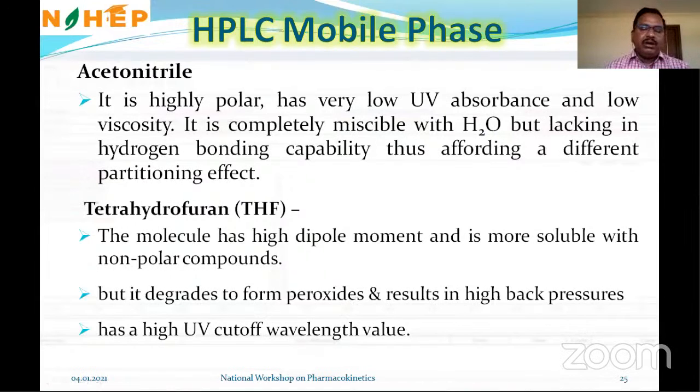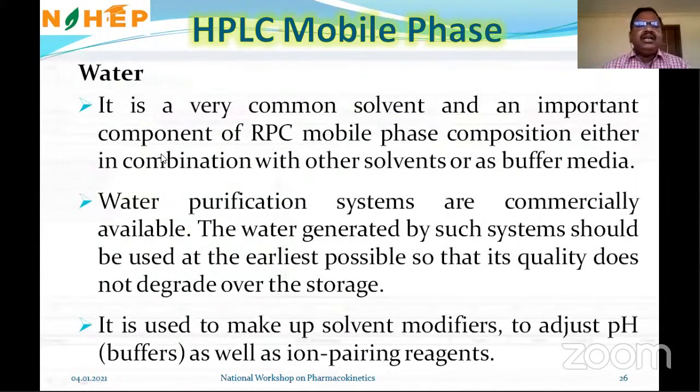So if we expose it to the air for a longer period, it degrades and forms peroxides, and this results in an increase in back pressure, and it has a high UV cutoff value. That's why it is only used to detect a certain type of compounds only. Then coming to water, it is a very common solvent and an important component of the reverse phase chromatography mobile phase, and it is used in combination with the other solvents or as a buffer media. Normally the buffer is prepared with water, and this buffer is used along with the other solvents.